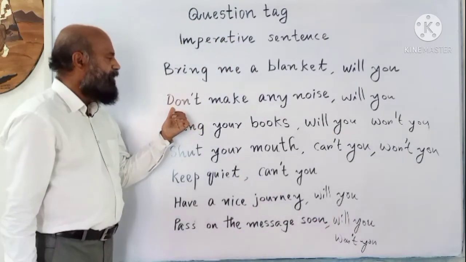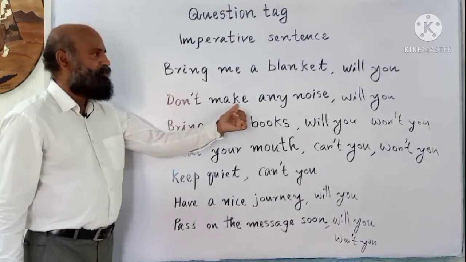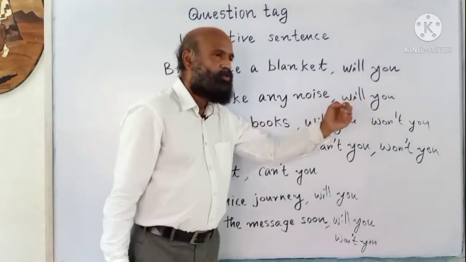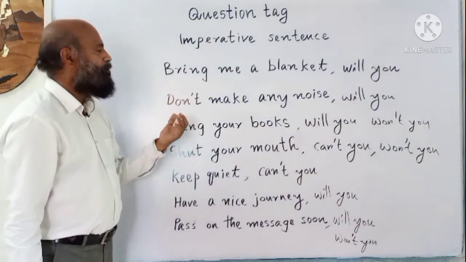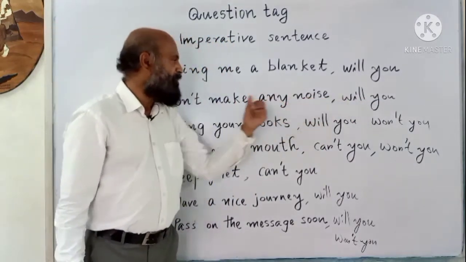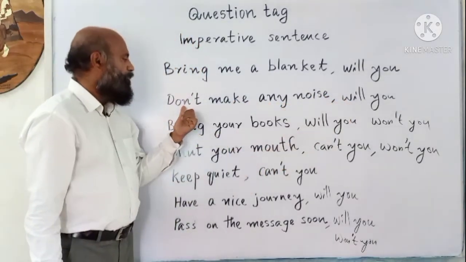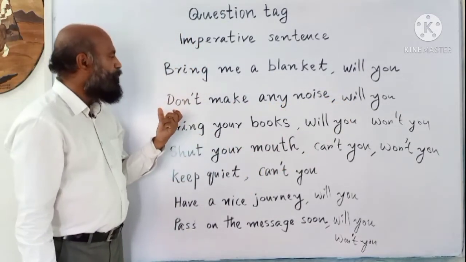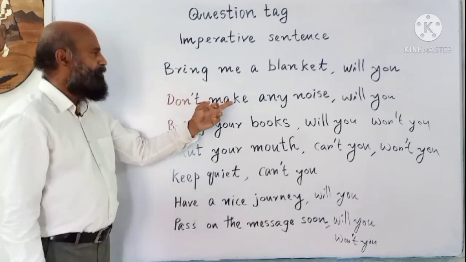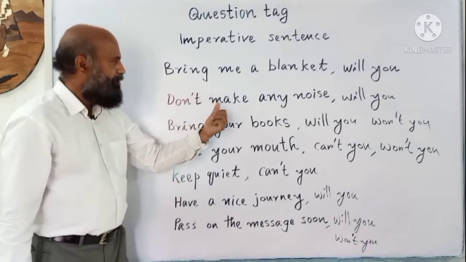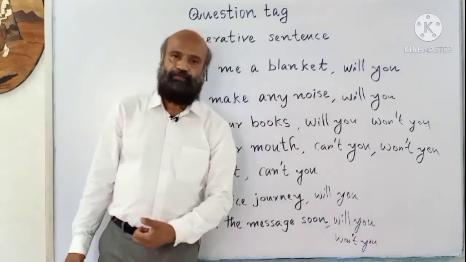But this is a negative sentence, a negative imperative sentence. In that case, you can use only will you. Here you cannot use won't you. The only question tag used with a negative imperative sentence is will you. The only auxiliary verb used in the imperative sentence is do. Don't make any noise, will you?